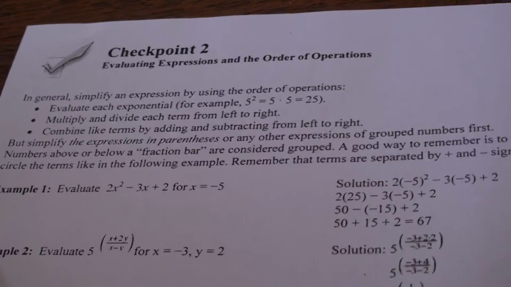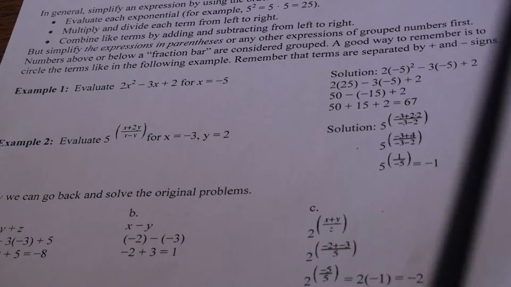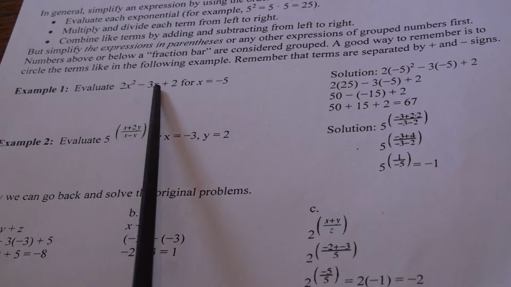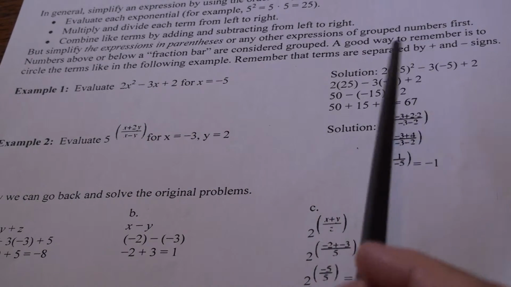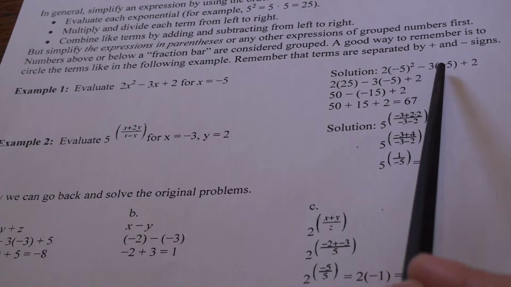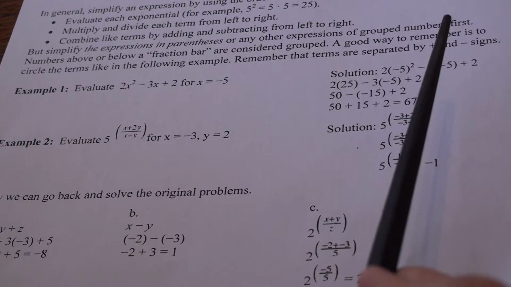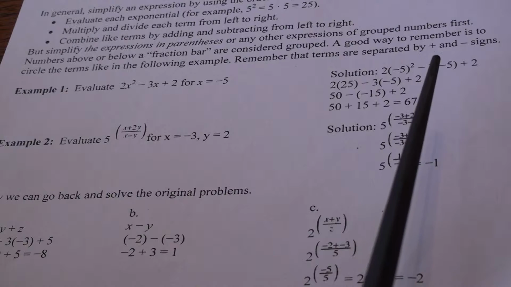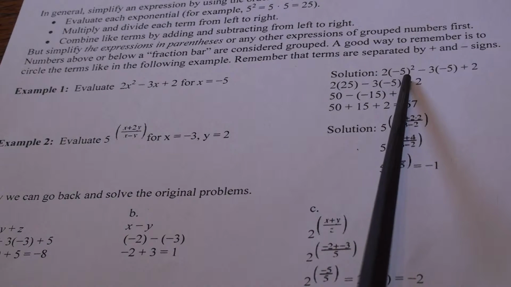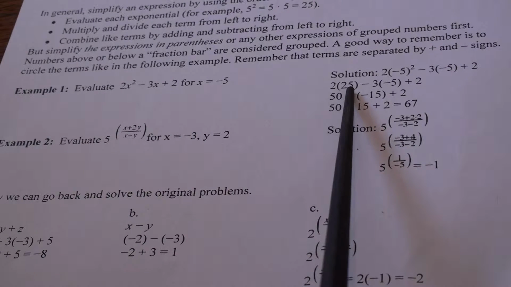Example number 1. Evaluate 2x squared minus 3x plus 2 for x equals negative 5. So the first thing they did is they replaced their x's with negative 5. So we now have 2 times negative 5 squared minus 3 times negative 5 plus 2. First, we want to take care of our exponentials. So negative 5 times negative 5, which is what negative 5 squared means, is 25.